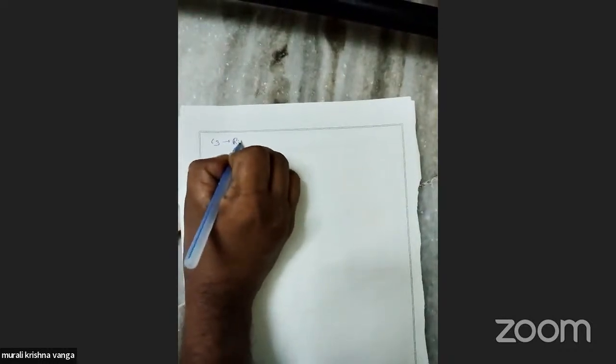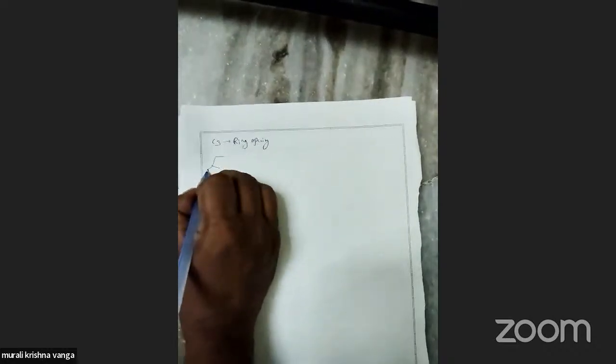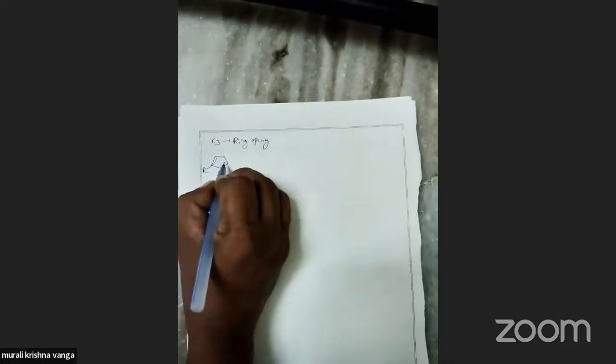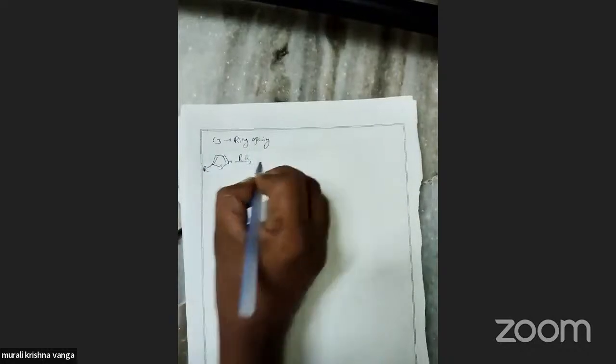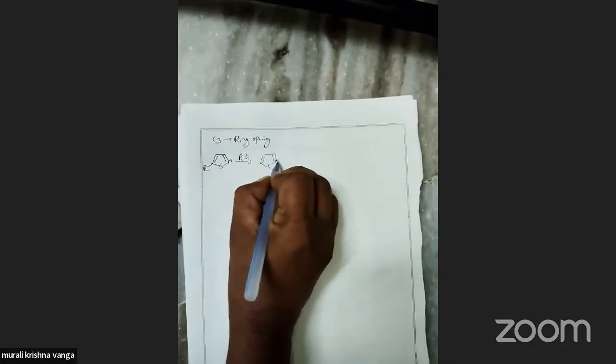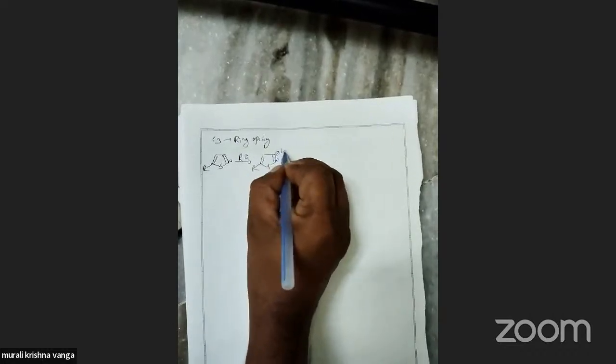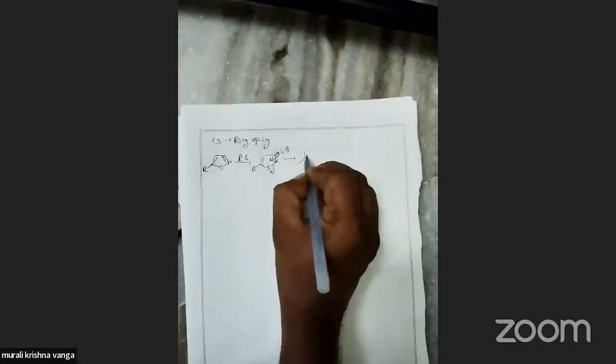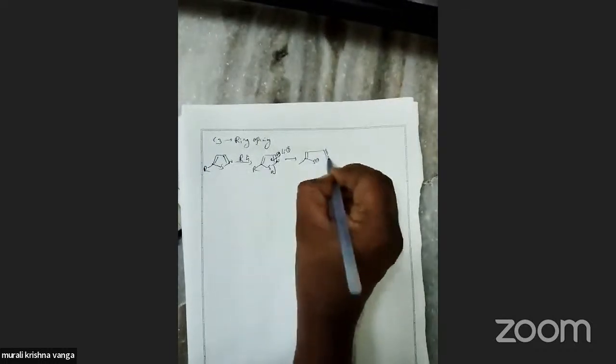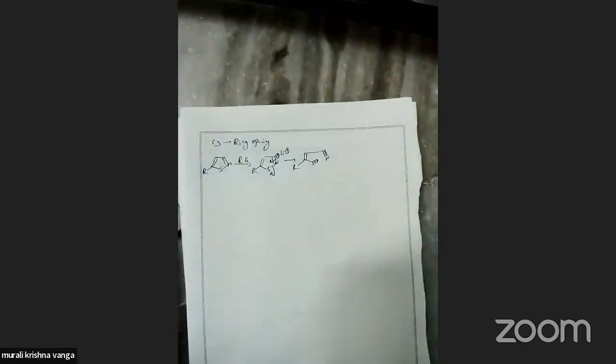If metallation is at the C3 position, metallation at the C3 position causes ring opening. It causes ring opening.